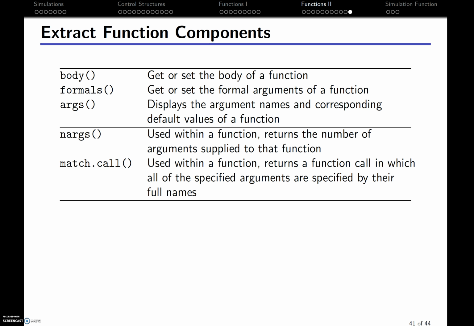You can also get that off the documentation as well, although poorly written documentation will not always be as thorough as this. Nargs can be used within a function, and it gives you the number of arguments that are currently supplied. So that's within a function. And similarly, match call is used within a function also. That's why these are separated out from those other ones here, and returns the function call in which those specified arguments are provided. This is more useful once you're starting to write more advanced functions to include in, say, an R package. Then you need to be very aware and be checking these arguments that are supplied and what the names are and so on.